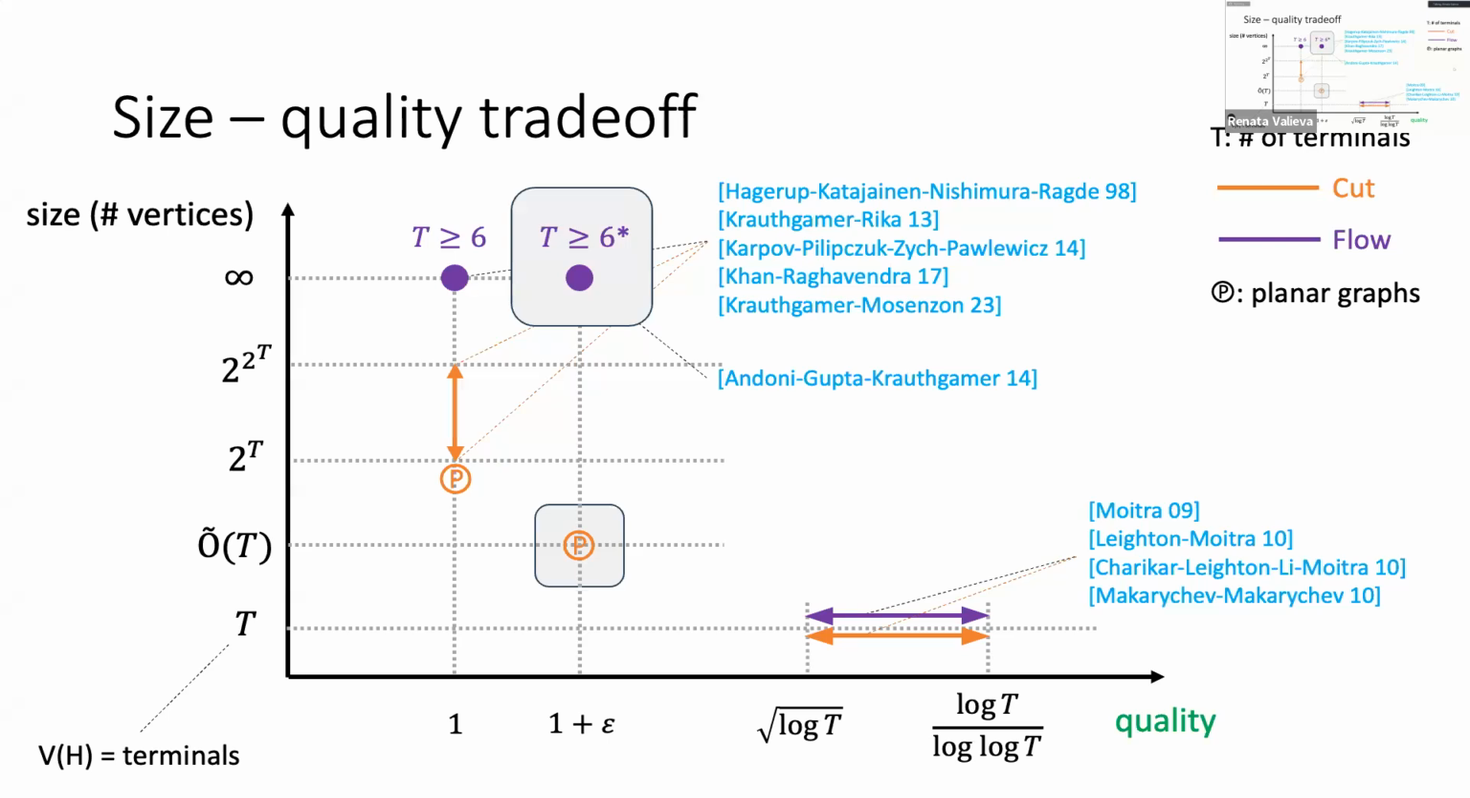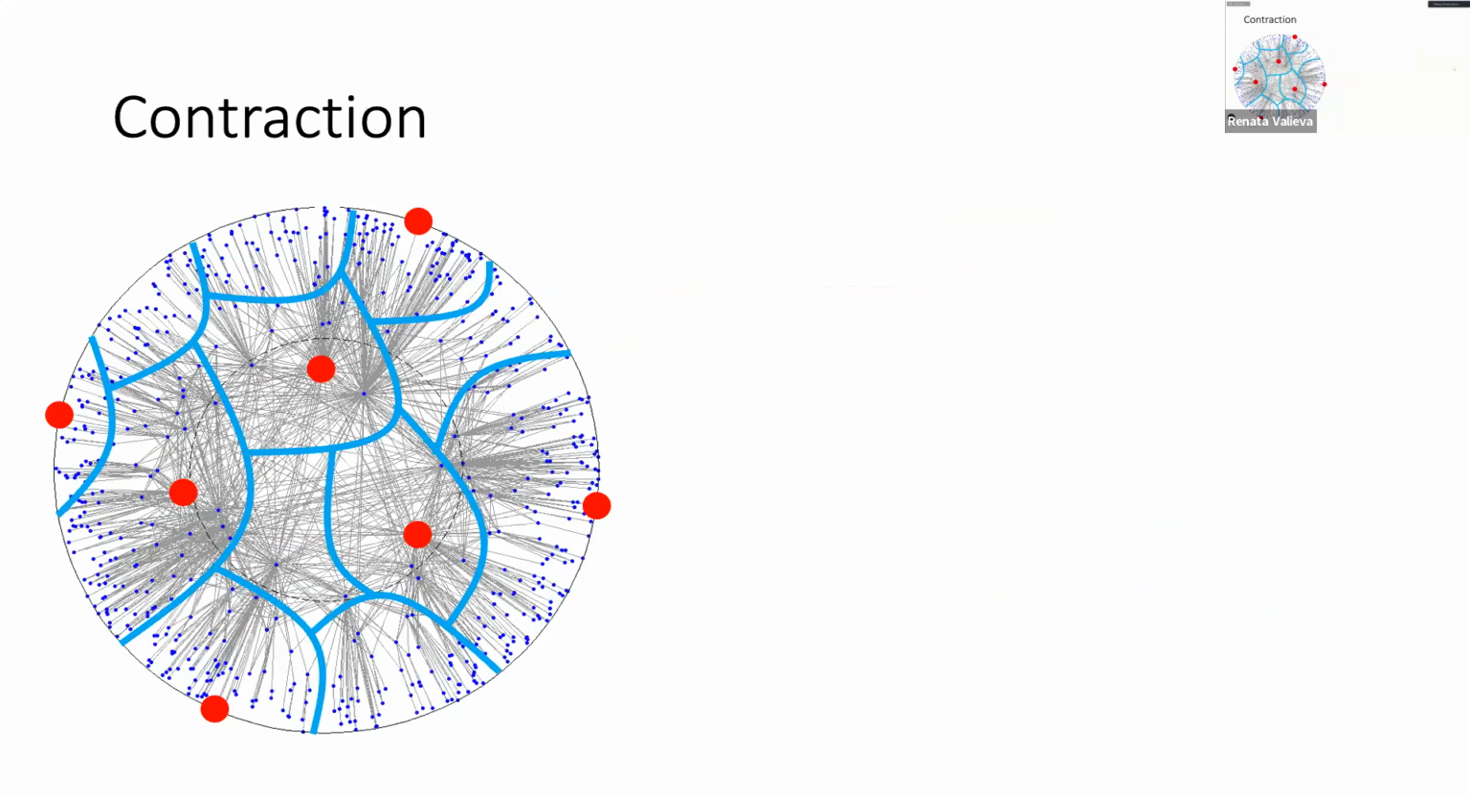So what does the star mean there? What is a natural way of constructing a flow sparsifier? One natural way is called contraction, and it is actually the approach adopted by most previous algorithmic results. What is contraction? It's just partitioning the graph into a bunch of clusters and contracting each cluster into a supernode. That's it, and output the resulting graph. So it's very intuitive.